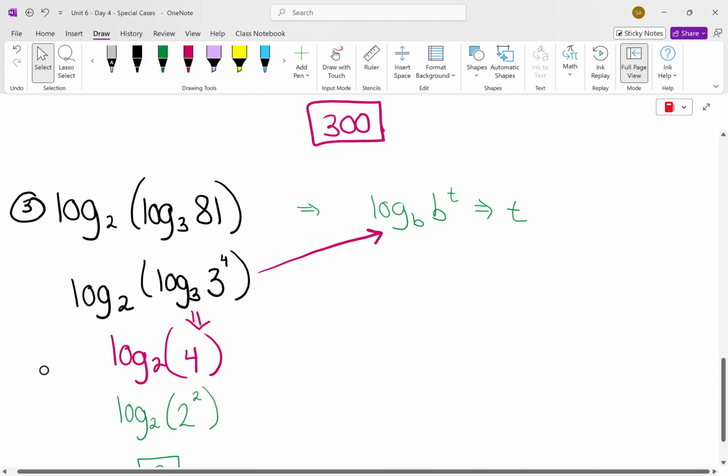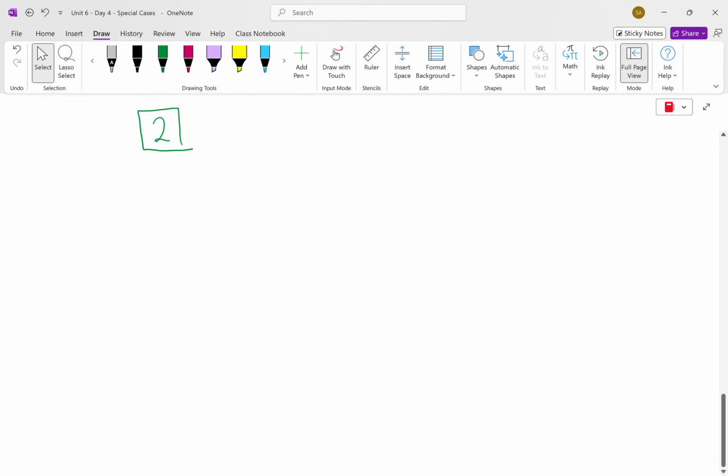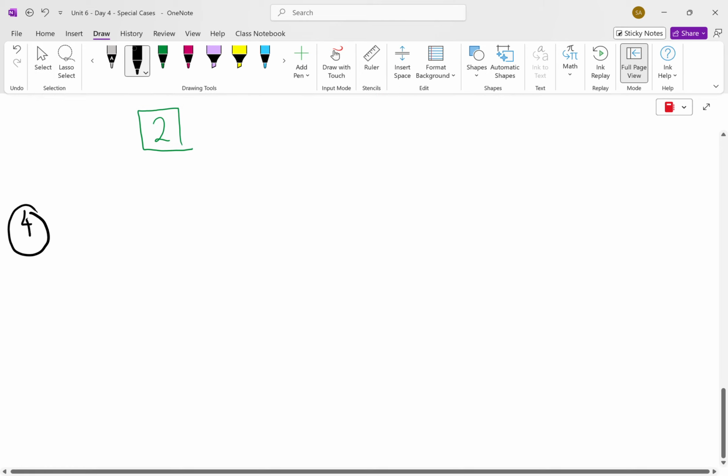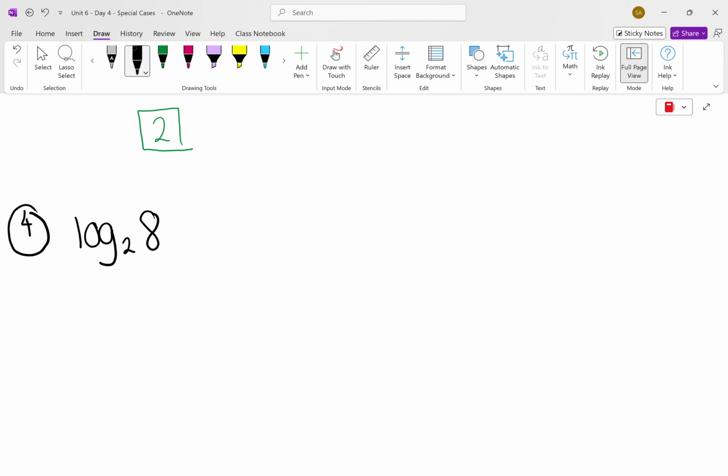Anybody still copying? Okay. Ew, that's gross. Why are kids so gross?